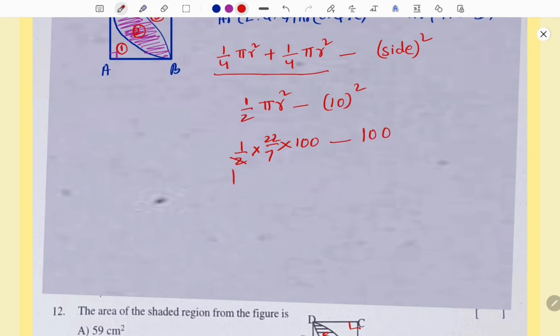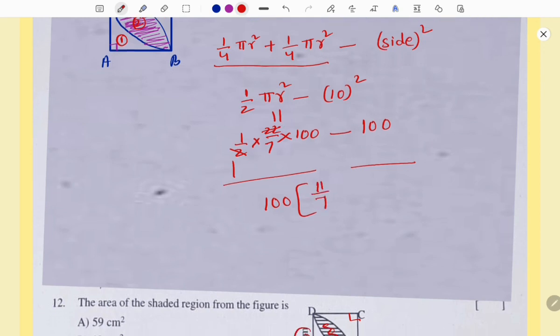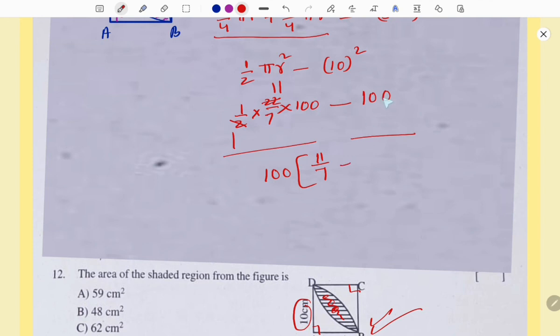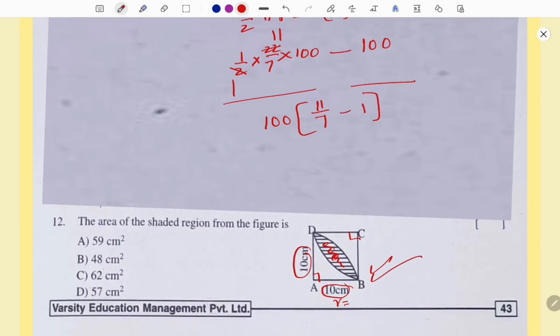From the 2 and the 1 cancel, we get 11 by 7. From both, we can take 100 common. Now what do we get? 11 by 7 minus 1, taking 100 common. So we get 100 into (11 minus 7) by 7. 11 minus 7 is 4, so 4 by 7. So we get 100 into 4 by 7.